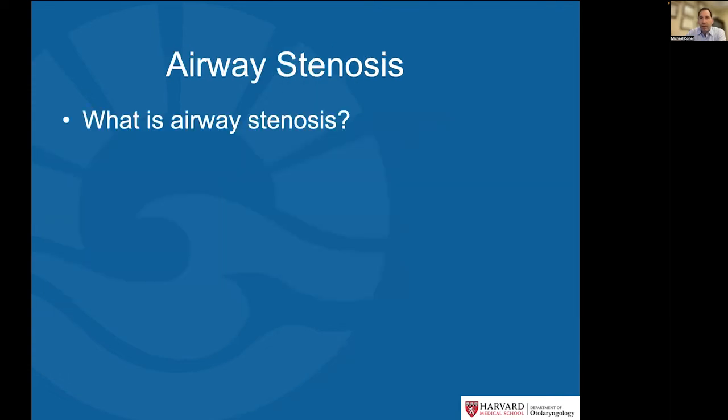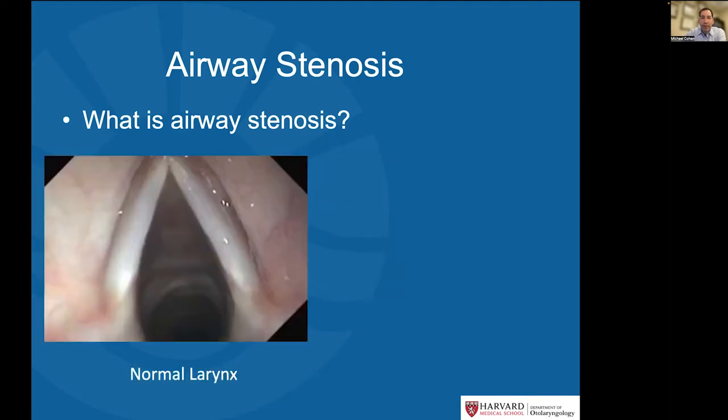So now let's talk a bit about airway stenosis. So what is airway stenosis? Stenosis means narrowing, and airway stenosis is narrowing of the airway, which can occur at any level. This is a picture of a normal larynx. These are the vocal cords, and this is the windpipe below the vocal cords. And when we swallow or talk, the vocal cords come together. When swallowing, it's to protect the airway. When talking, it's to allow vibrations to occur across the vocal cord surface.